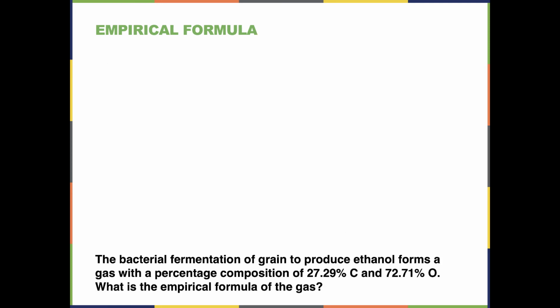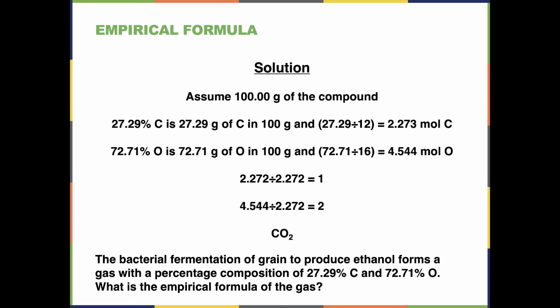Bacterial fermentation of grain to produce ethanol forms a gas, and the gas has the percentage composition of 27.29% carbon and 72.71% oxygen. What is the empiric formula for this gas? The solution for this is you assume that you have 100 grams of gas, because it's given in percentages. If you have 27.29% carbon, then you have 27.29 grams of carbon. And 72.71% oxygen means you have 72.71 grams of oxygen. That's why you assume 100 grams.